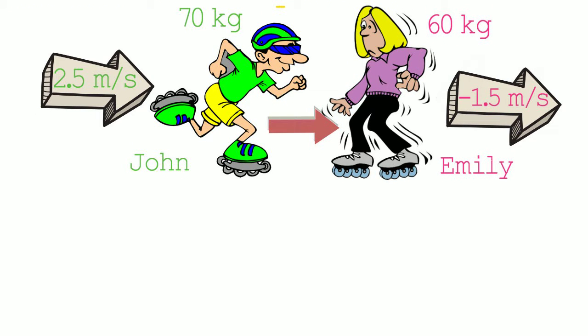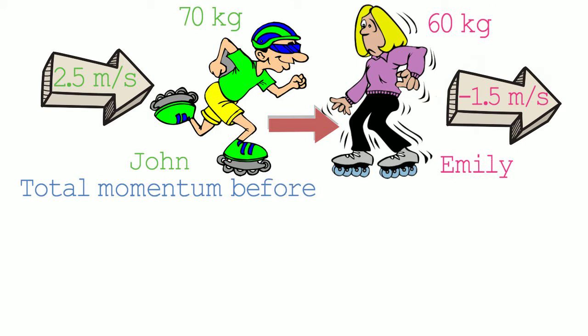The next step is to work out the total momentum before the collision. This is worked out by adding the momentum of John and Emily. So we have the total momentum before, which we're going to denote as PB, and this is equal to the momentum of John, which is PJ, plus the momentum of Emily, which is PE. So PB is equal to PJ plus PE.